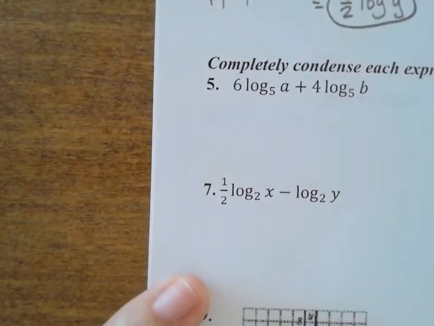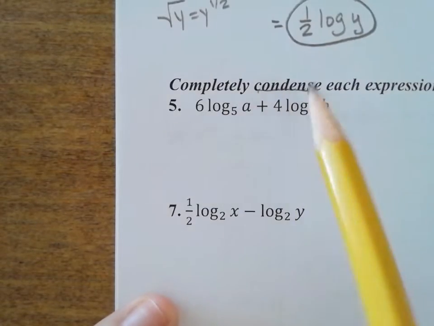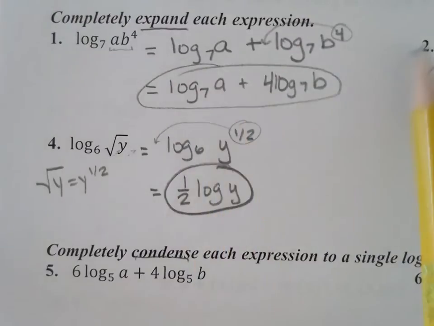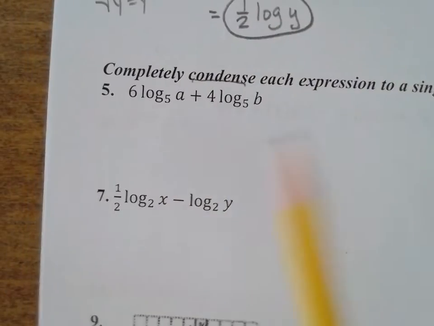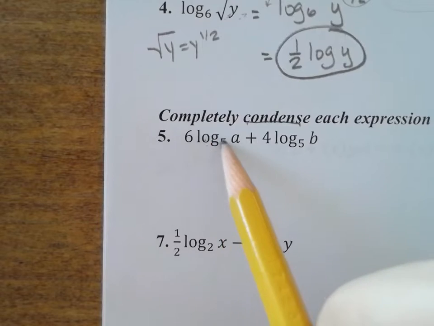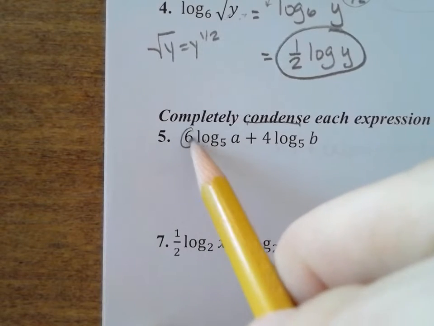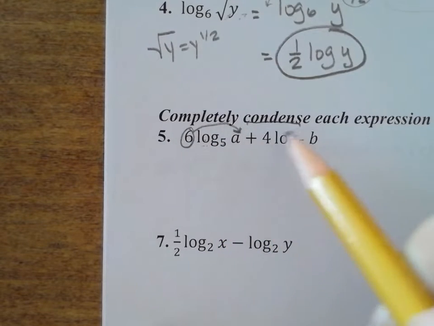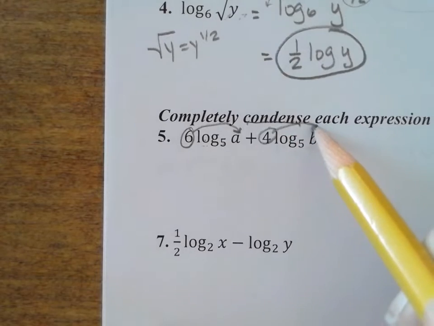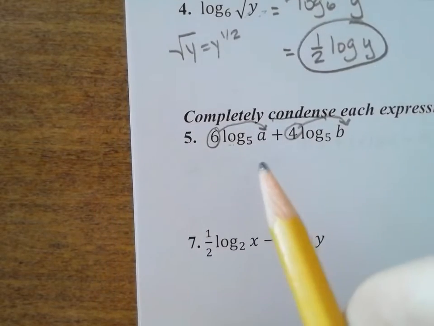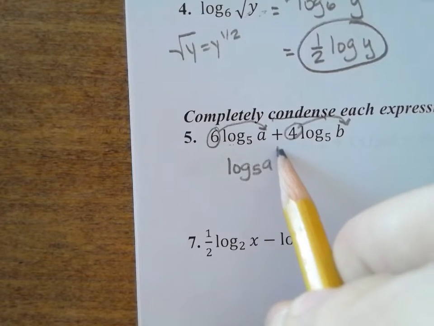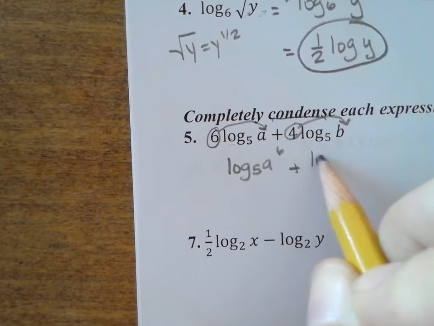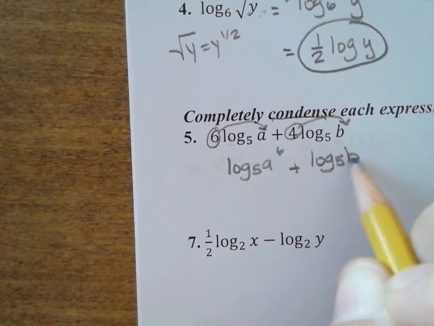Okay. Over here, now we're going in the opposite direction. We're wanting to condense. Up here, we applied the power property last. Here, we're applying the power property first. So since we have a log here, I can take this exponent and put it back. I can take this exponent and put it back. This does work both ways. So this would be log base 5 of A to the 6th power plus log base 5 of B to the 4th power.